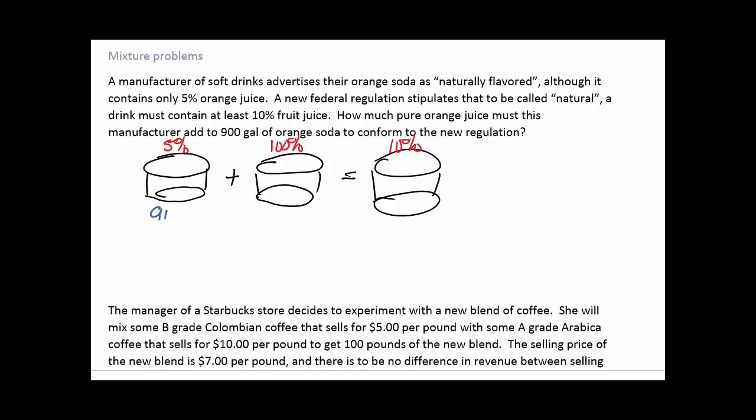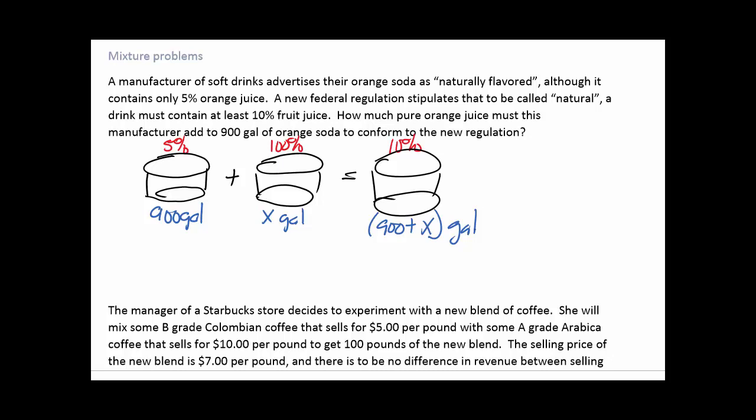So in this first one, there's 900 gallons of the 5%. There's an unknown number of gallons of the pure stuff that I'm adding, because that's the question: how much of that pure stuff do I add to raise it up to 10%? And then from here, I would have 900 plus the original gallons of the total.